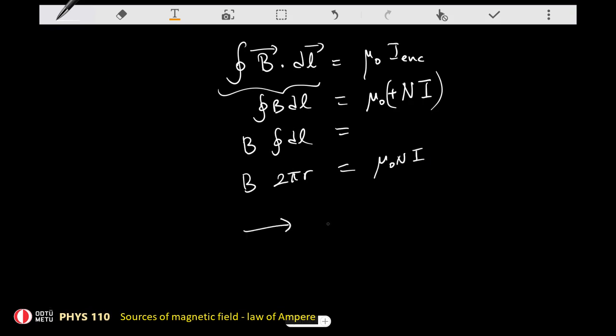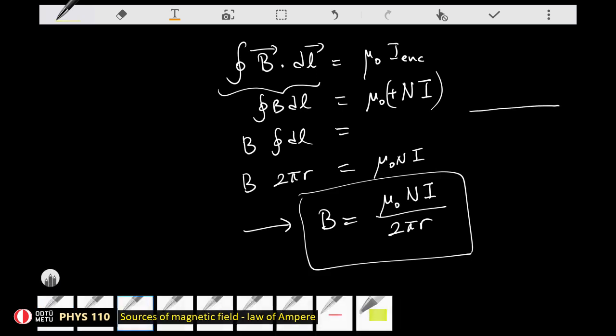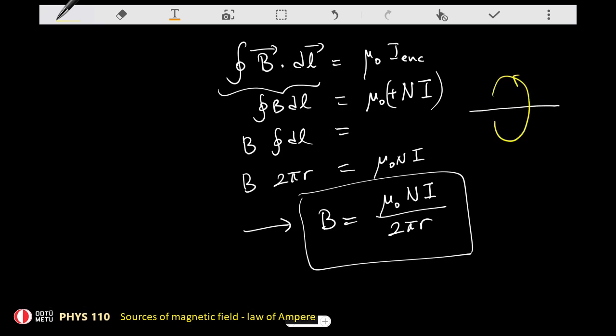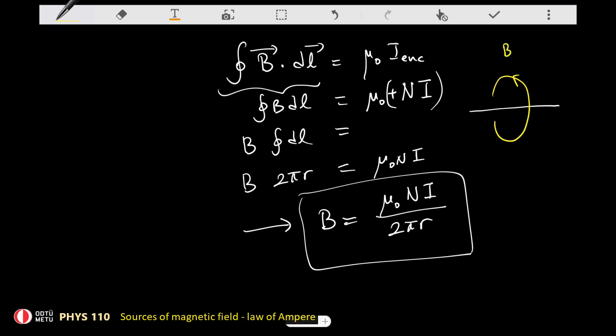Which then tells you that the magnetic field is equal to mu0 n I divided by 2 pi r. That's the magnetic field produced by a toroid. One question that you might ask is whether there's a coincidence in here. We have also said that the magnetic field produced by an infinitely long wire has a similar expression. In that case, there are no turns, and the magnetic field is mu0 I divided by 2 pi r. But that's just a coincidence.